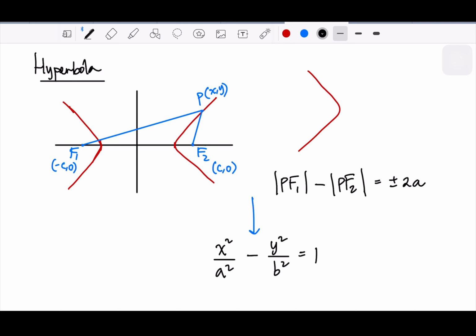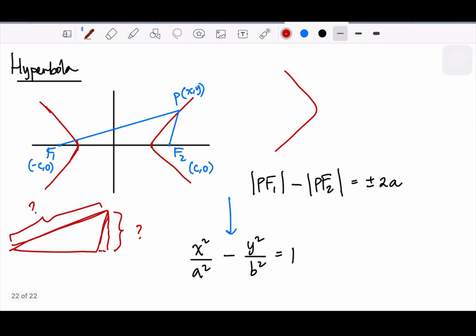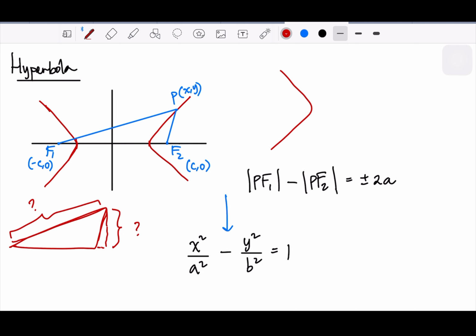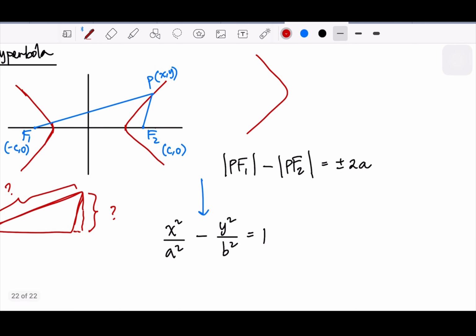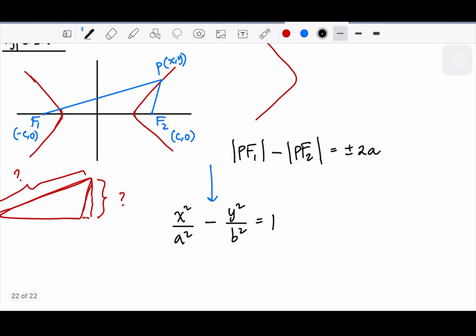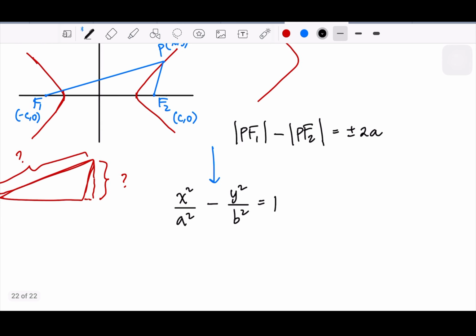And how you prove that is similar to the ellipse. So you take this distance and take this approach, and you mention this distance and this distance. Okay. C squared is a squared plus b squared.